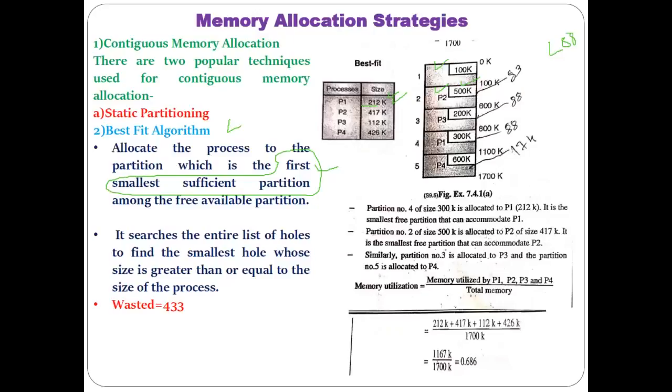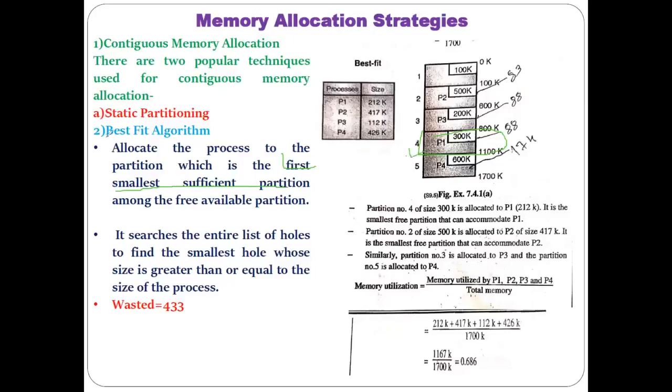So can we put P1 into partition 3? No, its size is 200K. It is not possible. Can we put P1 into partition 4? Yes, we can, because how much memory is getting wasted here? Only 88. But if we put P1 into partition 2, how much memory is getting wasted? 288. That is the reason partition 4 is the first smallest sufficient partition. That is the reason we can put P1 into partition 4.